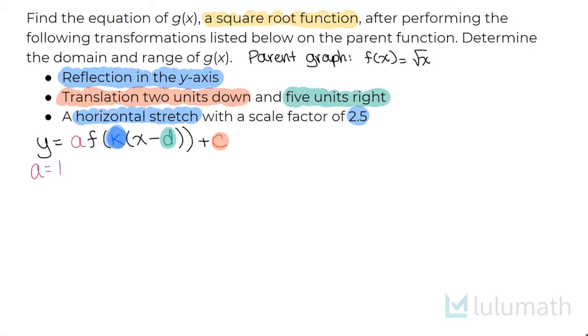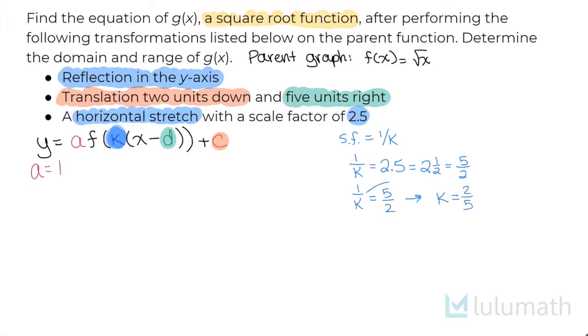Now, because we are told that we have a horizontal stretch with a scale factor of 2.5, and we know that our scale factor is equal to 1 over k, then we know that 1 over k is equal to 2.5. But here's the thing, if we're talking about reciprocals, it's easier to write this 2.5 as a fraction. So 2.5 as an improper fraction is equal to 5 over 2. So we can say that 1 over k is equal to 5 over 2, which tells us that k is the reciprocal of 5 over 2. So k would have to be 2 over 5.